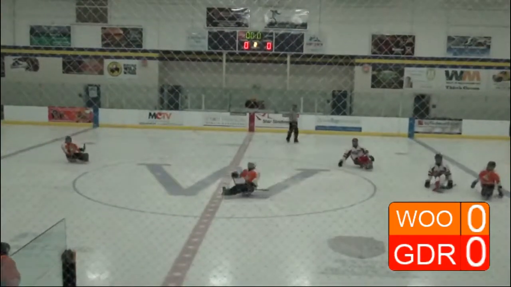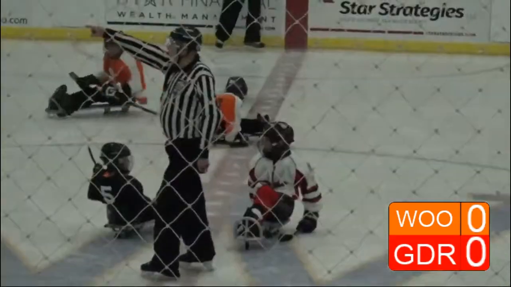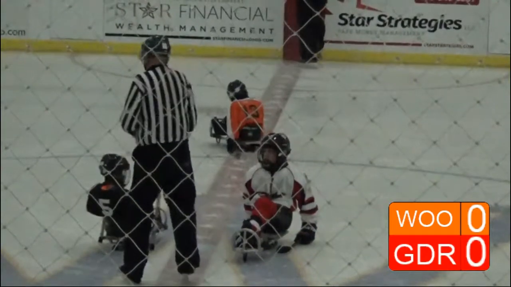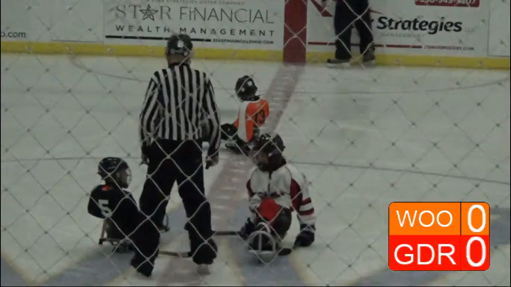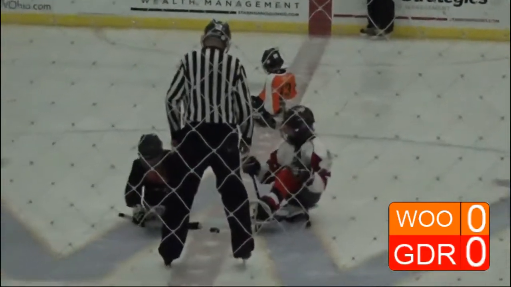Brooklyn Chris dumps it, and it goes back past the red line into her offensive zone. And that is the end of the second period. Wooster Wildcats 0, Grand Rapids Sled Wings 0. The third period of the game has begun. The puck is about to be dropped. Wooster Wildcats get it. It goes right back to Grand Rapids.